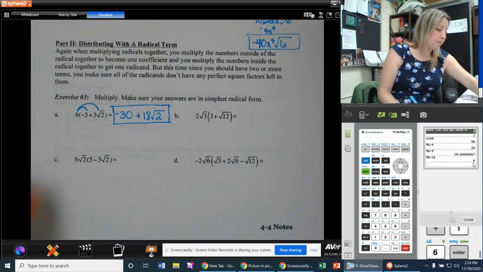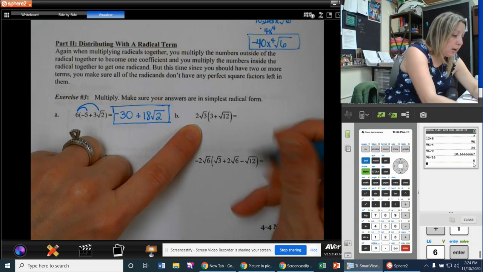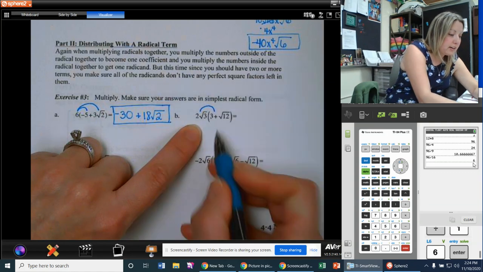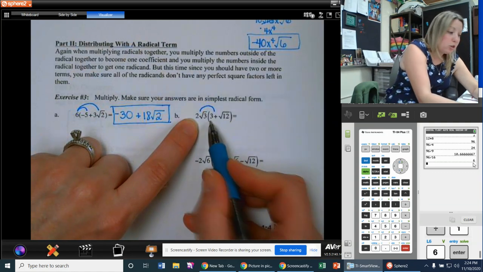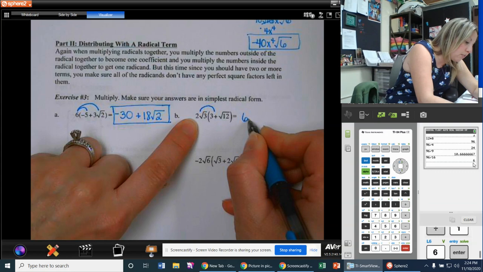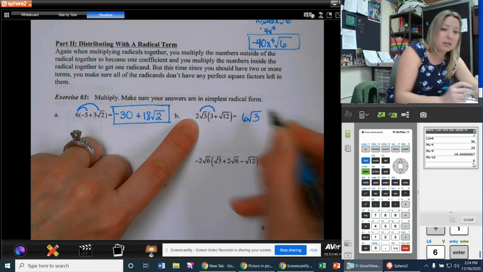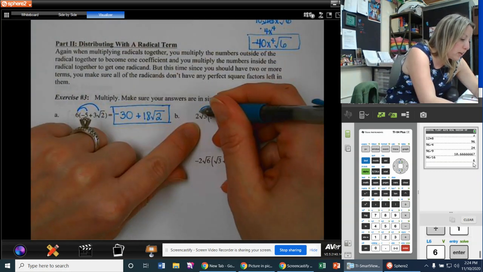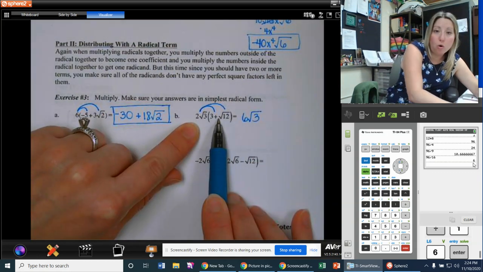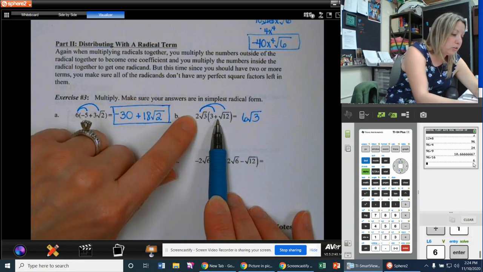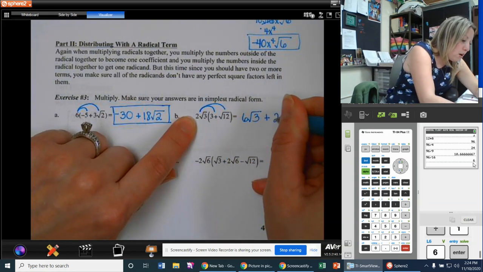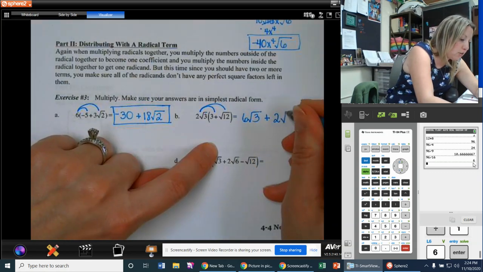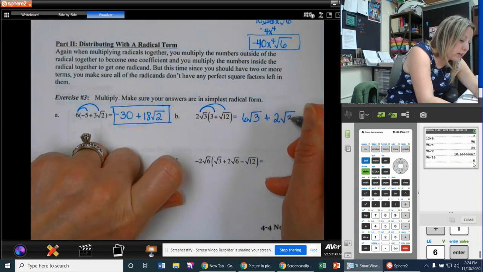Let's try B. Now this time, it's 2 radical 3 that gets distributed. And so this 3 right here, that's an outside number, and 2 is an outside number. So you multiply those together to get 6, and radical 3 just comes along because it doesn't have anything else that it can change numbers with. Now we do it again. This time, the only number in front of this radical is a 1, so 2 times 1 is 2. But now the numbers underneath can multiply together because they're both under radicals. So 3 times 12 is 36.